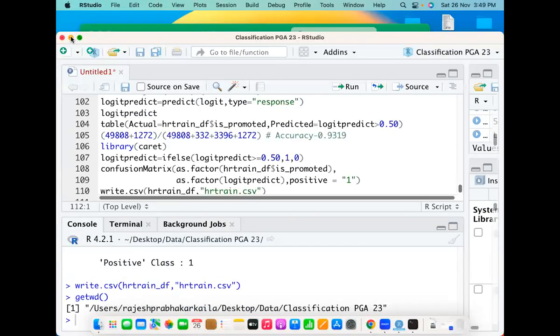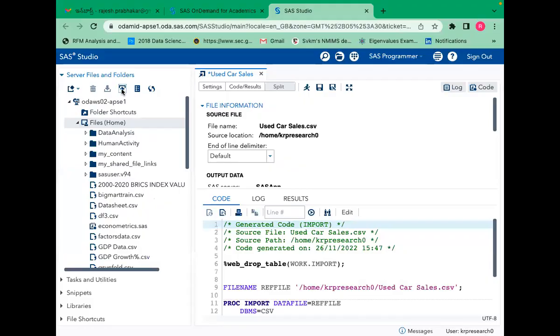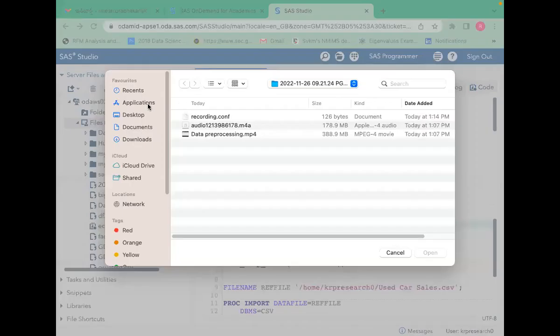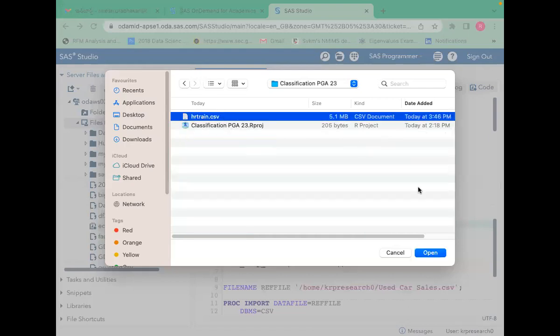Classification PG identity. Yeah. For data classification PG identity. HR trains CSV.